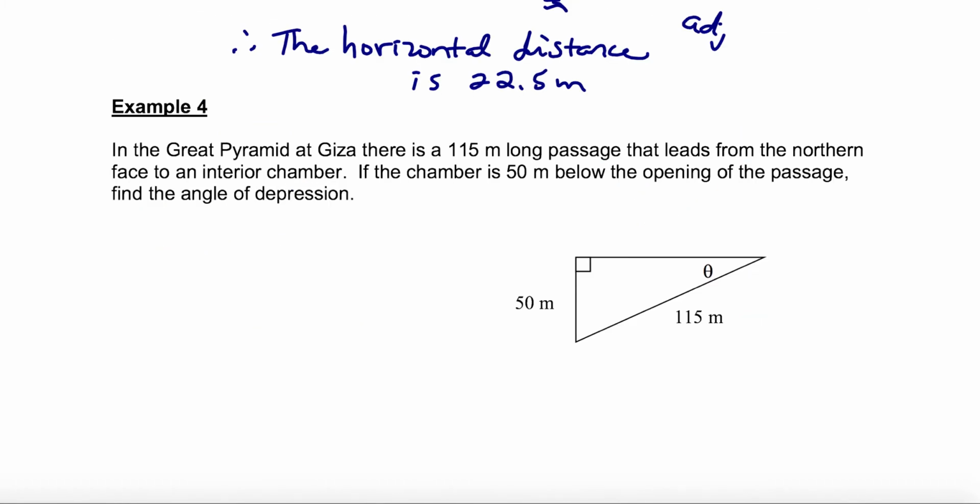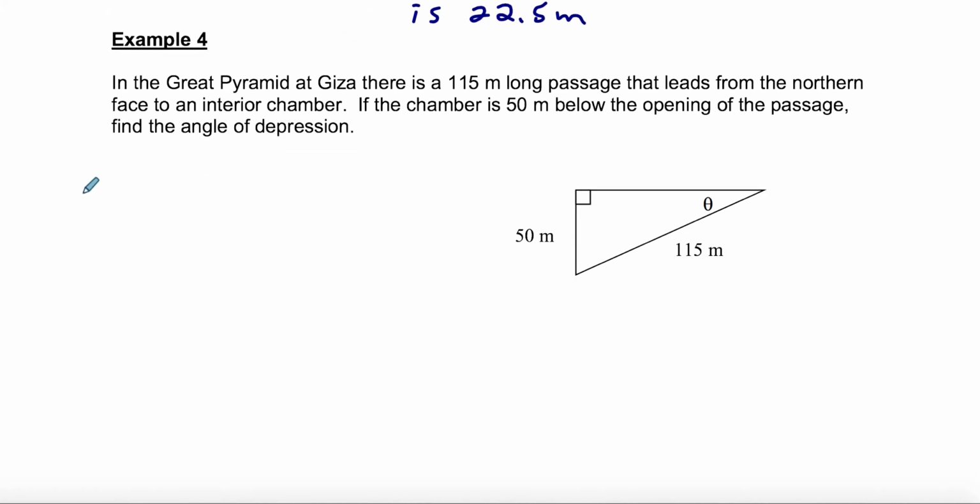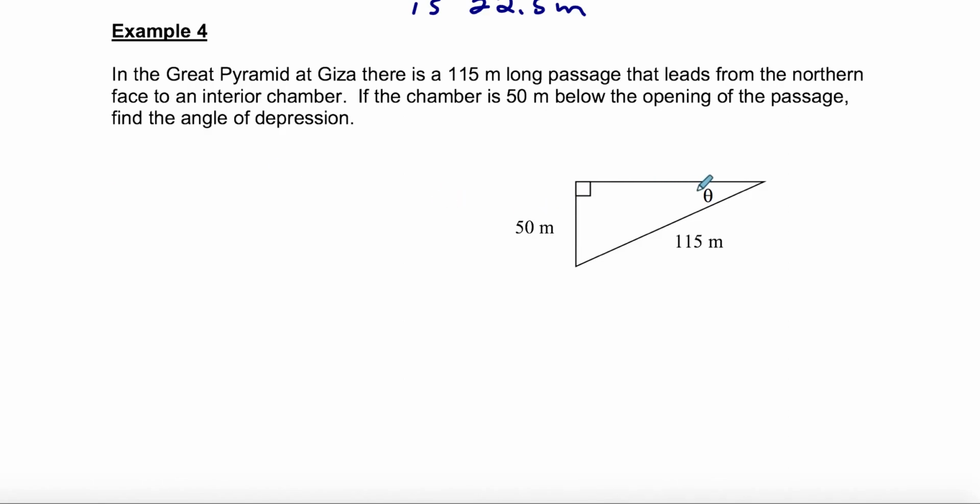Okay, example 4. In the Great Pyramid of Giza, there is a 115-meter long passage that leads from the northern face to an interior chamber. If the chamber is 50 meters below the opening of the passage, find the angle of depression. Okay, a few things in this one. Now we're actually looking to find an angle. So this is the only other thing that you need to know about trigonometric ratios.